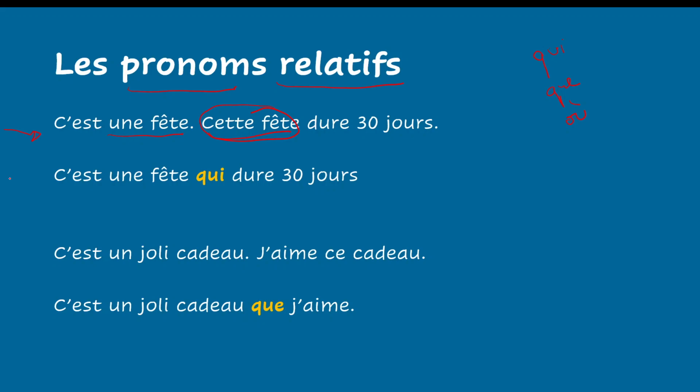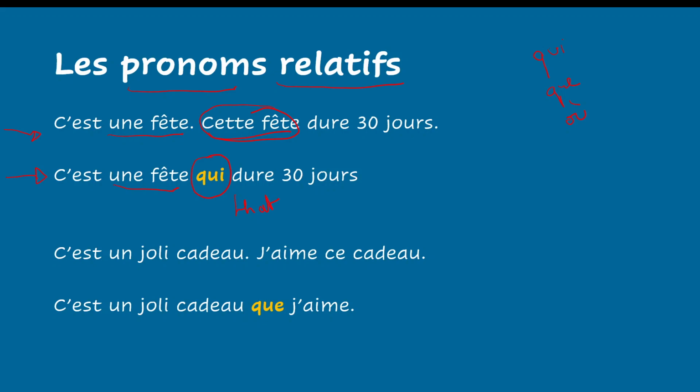So you want to make a sentence a bit lighter and better. So you're going to transform those two sentences with a relative pronoun. And now you're not going to repeat fête or party because you are using a relative pronoun. It's the same thing in English. It's a party that lasts 30 days. That. Okay? C'est une fête qui dure 30 jours.